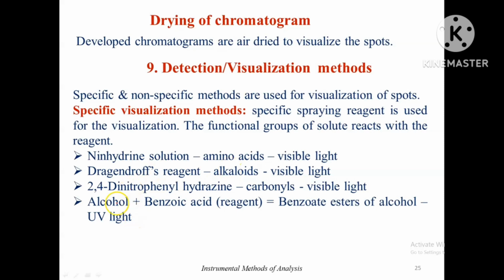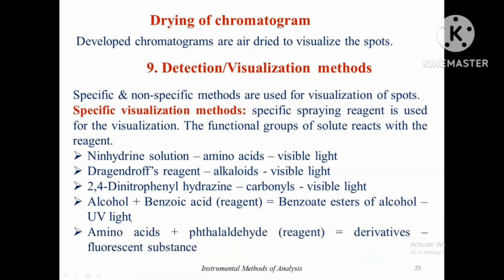On the other hand, if we want to identify alcohols, then we can use benzoic acid as the reagent. The finally obtained benzoate esters of alcohols show UV absorption. So we can observe them as spots under UV radiation. Similarly, for amino acids, as an alternative to the ninhydrin solution, in order to identify them, we can use phthalaldehyde as the reagent. The finally obtained phthalaldehyde derivative is a fluorescent substance.